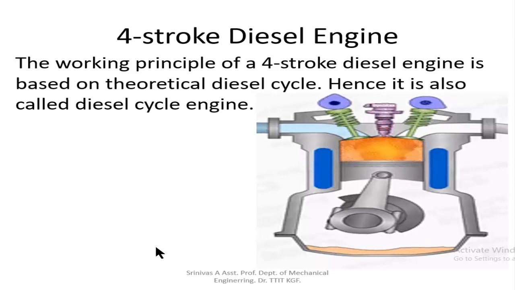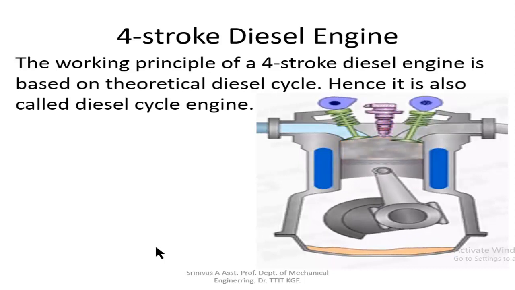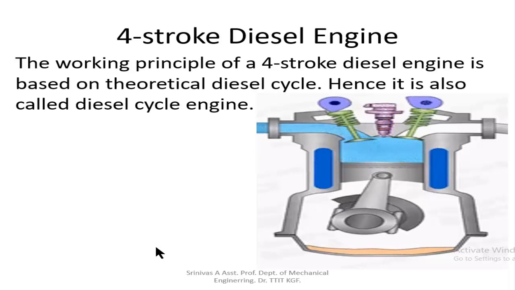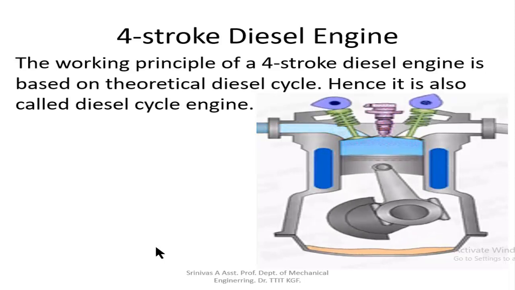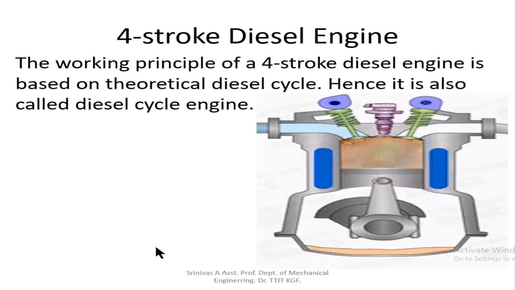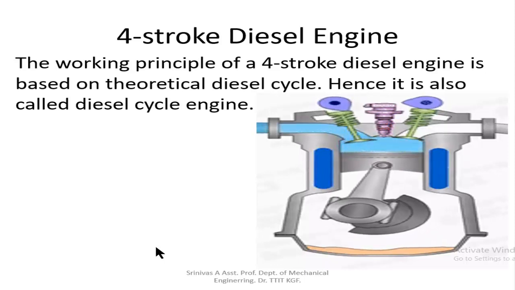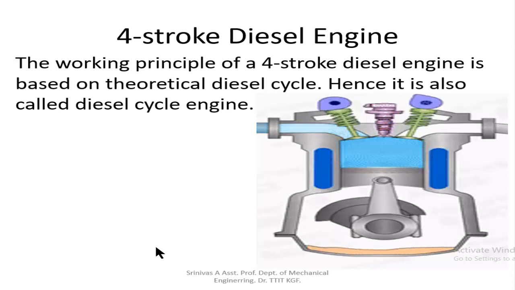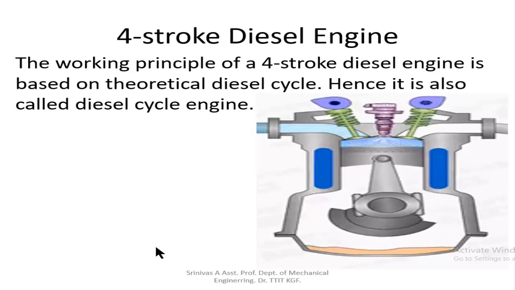So during last class, we discussed the working of the four-stroke petrol engine, and in this class we discuss the working of the four-stroke diesel engine. If you take the theoretical diagram, that is the PV diagram, it is known as a diesel cycle. Hence this is also called a diesel cycle engine.